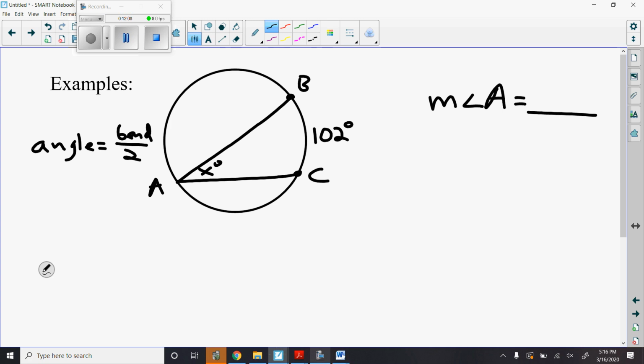So what's my angle? Well, my angle here is X. That has to equal the bend. What's my bend? It's 102 divided by 2. So that angle X equals 51. So the measure of angle A is 51 degrees. Let's try another example.